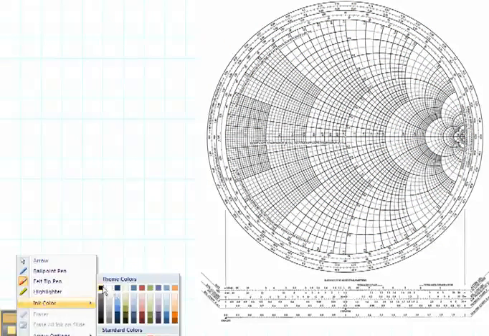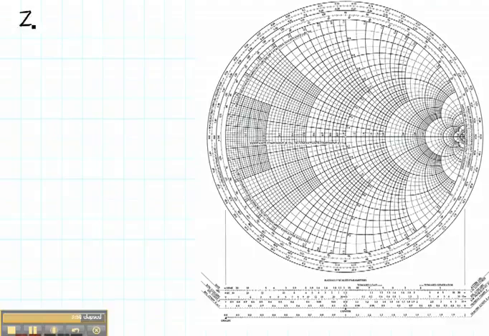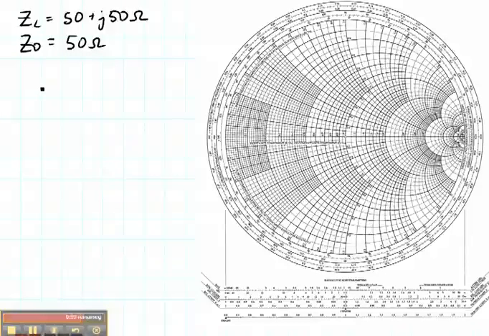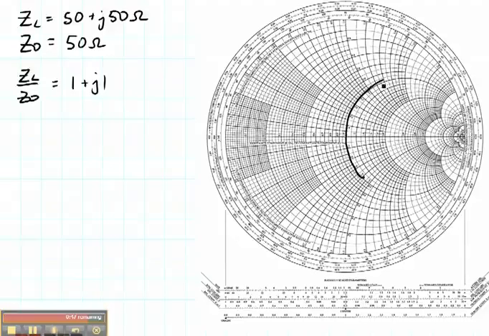Let's just examine the case where our load, ZL, is equal to 50 plus J50 ohms, and our characteristic impedance is 50 ohms. In order to plot this on a Smith chart, I have to normalize it. ZL divided by Z0 is going to be 1 plus J1. So let's find our real circle of 1. That's right here. And let's find our positive 1. That's right there. So this point right there is ZL equals 1 plus J1.